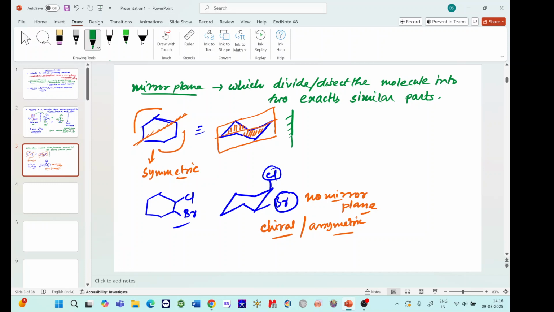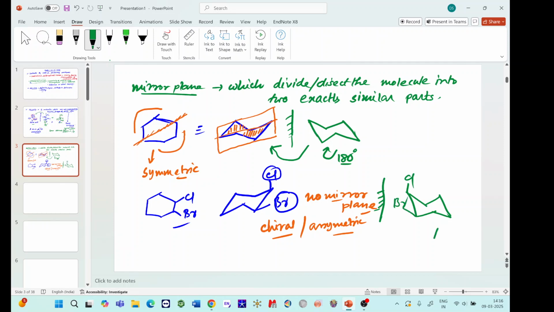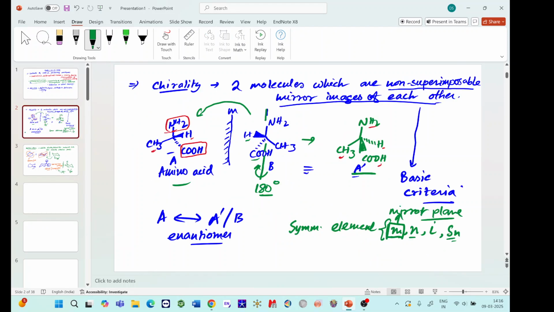If you create a mirror image of this one, right? This is a mirror image. So if you just rotate it 180 degrees, then it can be superimposed onto this one. This is no longer non-superimposable. This will be superimposable. Okay, but this one, if you make a mirror image of this one, Cl and Br, now you rotate it 180 degrees, so you can see it is not superimposable with the original structure. Okay, that's the thing. So this is the basic idea.